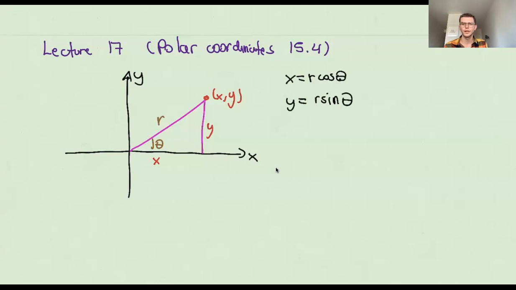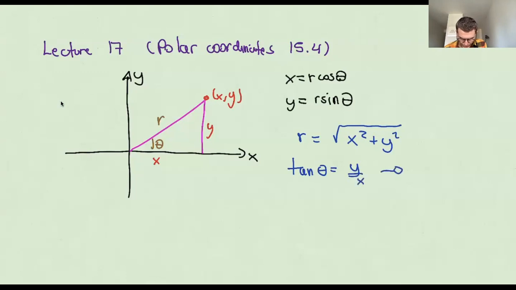That's how you write x and y in terms of r and theta. And you can also write r and theta in terms of x and y. For theta, that's a little bit more tricky, but r is the square root of x squared plus y squared, right? And for theta, there are different options. You can say that the tangent of theta is y over x. So from here, you can say that theta is the arc tangent of y over x.